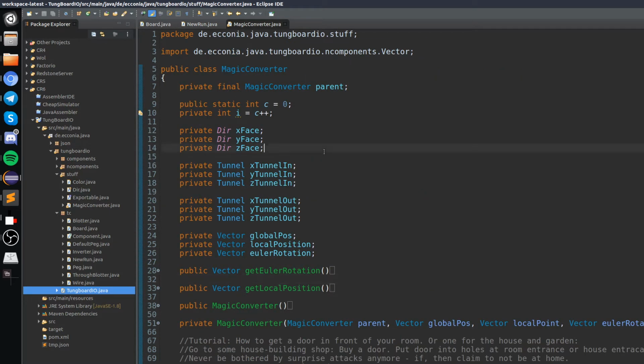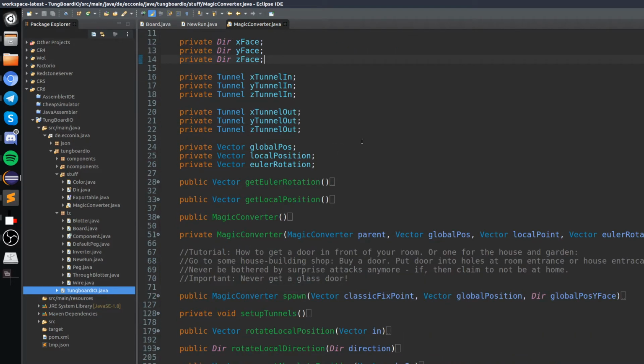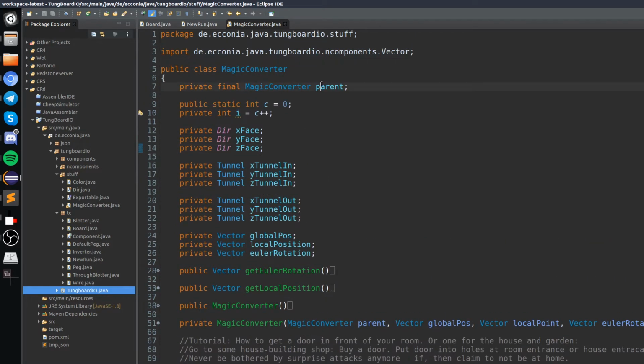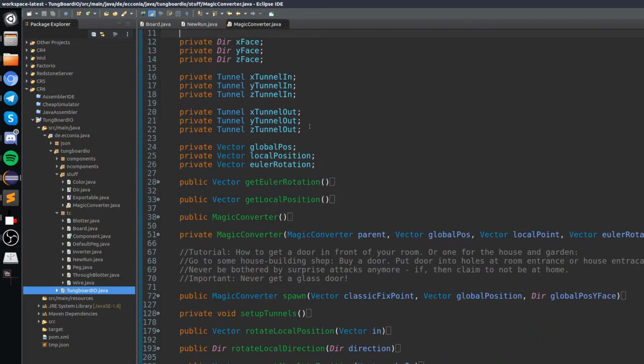I'll make it smaller so you can see what was actually in here. We got a parent magic converter. It's quite important. Not. I think I never used it. I don't know. I got this, which is just a debugging option, an ID for the magic converter to see which level it was. I used this because I had a bug. I got rid of it. And then I got this.